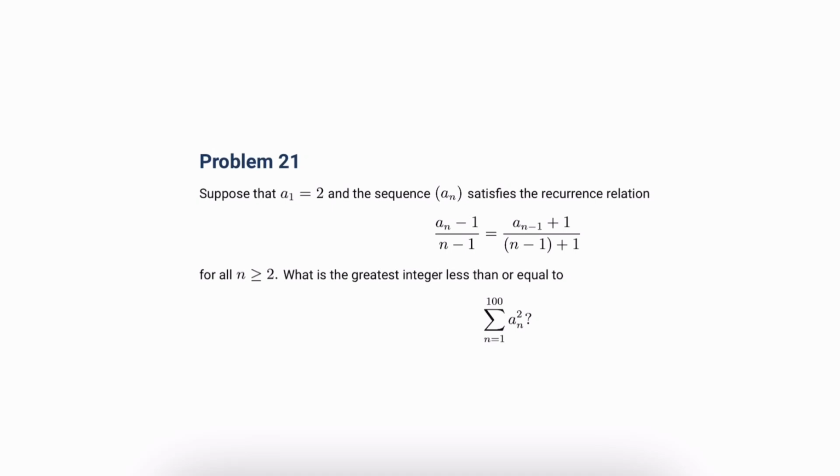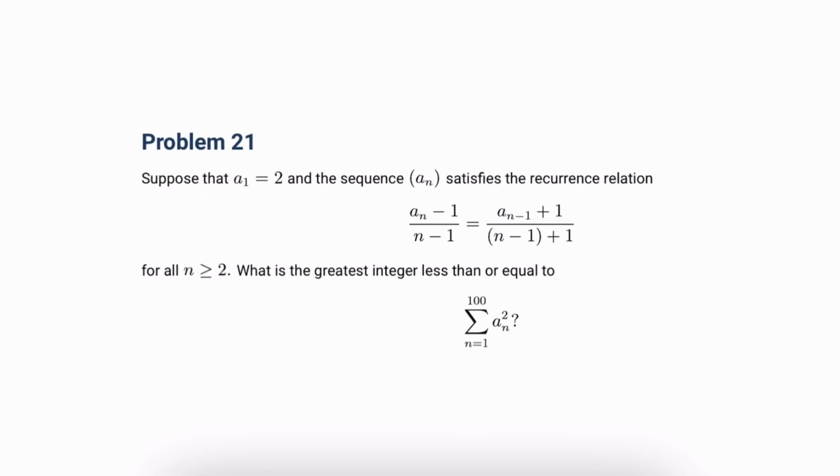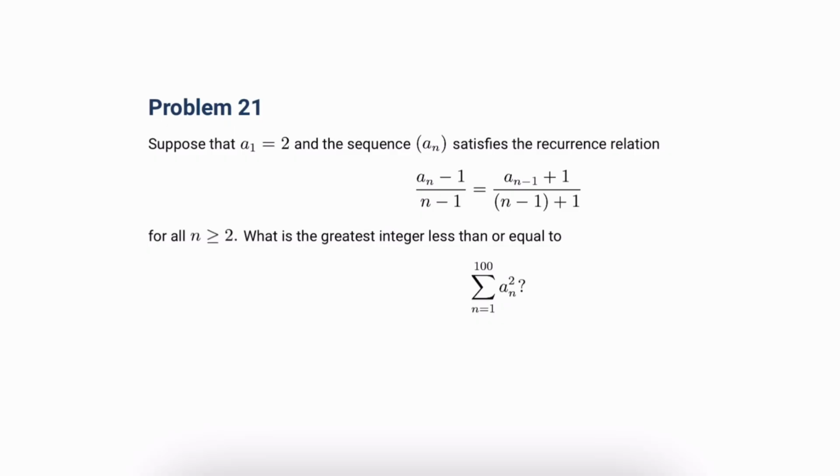Today we have problem 21 from the 2024 AMC 12A competition. It's a recurrence problem, and we're supposing that a_1 is equal to 2, and the sequence a_n satisfies the recurrence relation a_n minus 1 over n minus 1 is equal to a_{n-1} plus 1 over n minus 1 plus 1 for all n greater than or equal to 2. We want to find the greatest integer less than or equal to the sum from 1 to 100 of a_n squared.